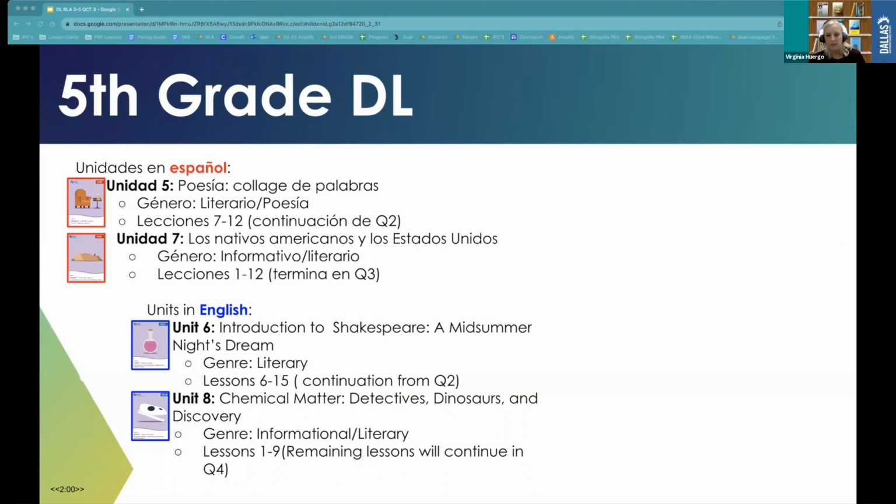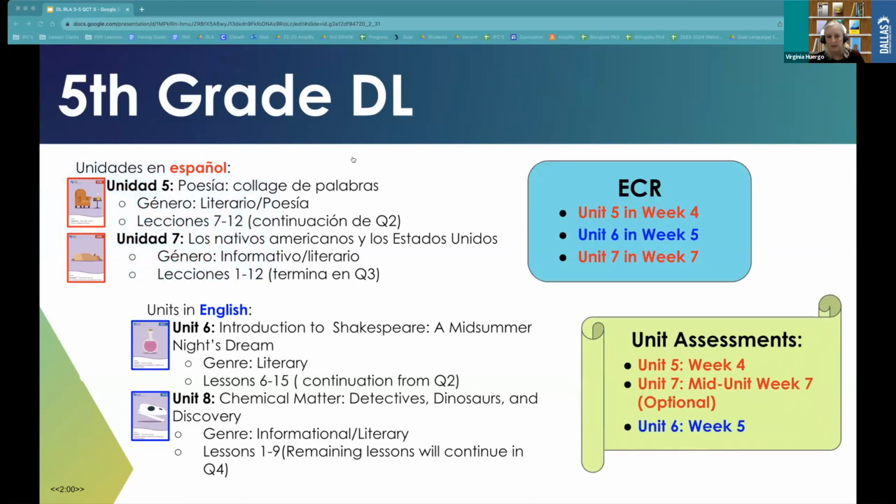Which is a continuation from quarter 2. And unit 8, the chemical matters, detectives, dinosaurs, and discovery. The genre is information and literary. And you will be doing lessons 1 through 9. And the remaining lessons will continue in quarter 4.